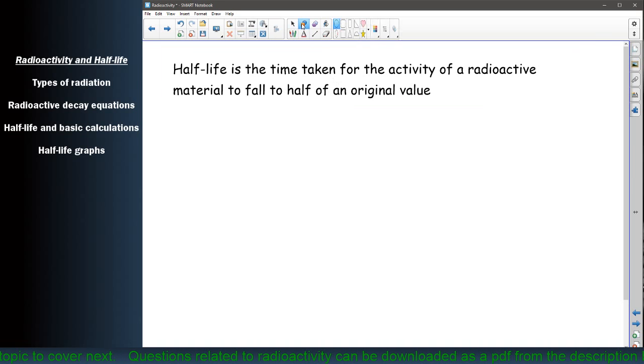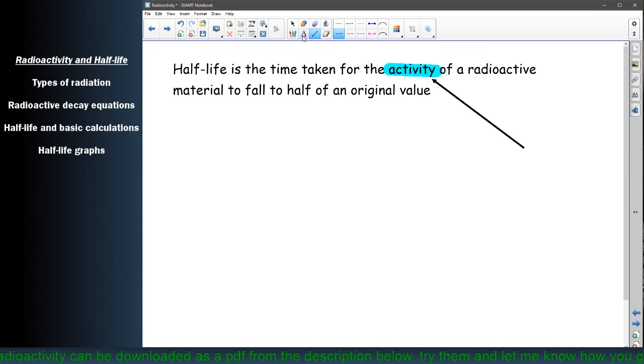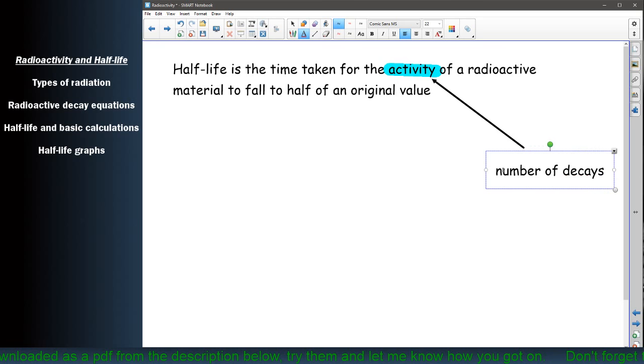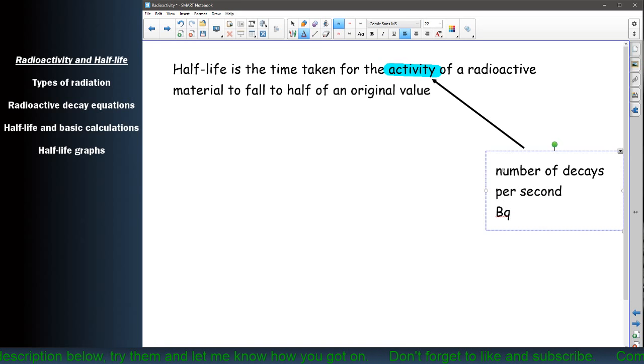The key word here that we probably don't know is the word activity. So I'm going to get my highlighter pen out and grab that. We want a definition for this. What is activity? Activity in radiation is a very, very specific term. It means the number of decays, that's alpha, beta, or gamma emissions, per second. And it's measured in becquerels, Bq. And that just means decays per second.